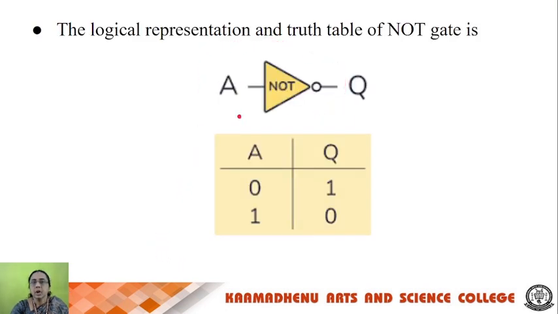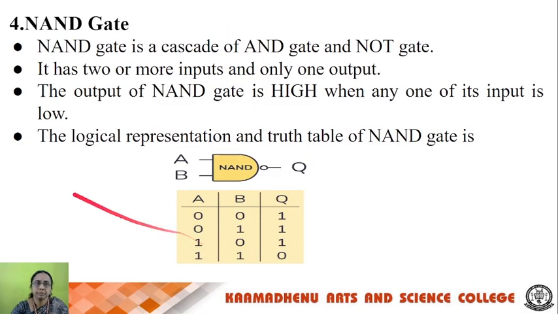This one is the logical representation of the NOT gate, one input and only one output. In this truth table, when the input value is 0, the output is 1. When the input value is 1, the output is 0.